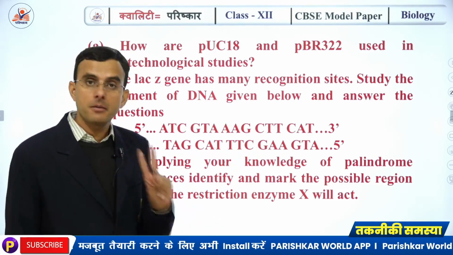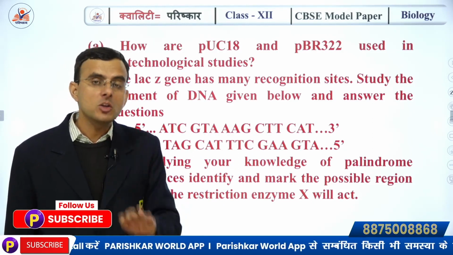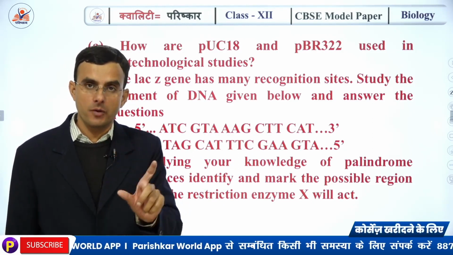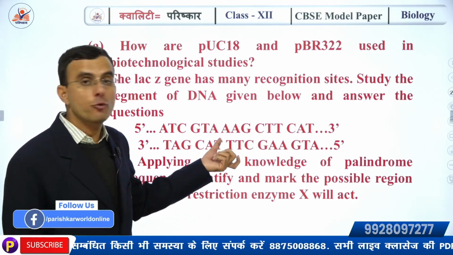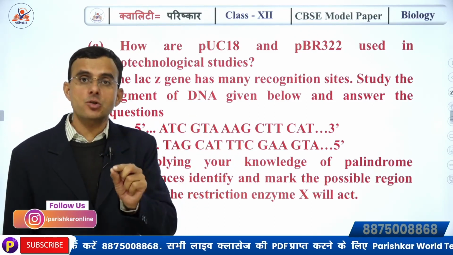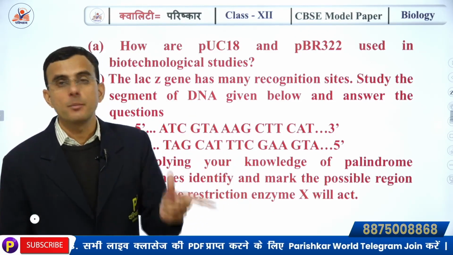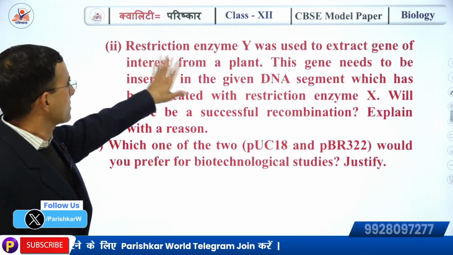There is a vector. In that vector there are sequences. In these particular sequences we have to identify that particular restriction site. We have to identify the palindromic sequence. And now the next one is restriction enzyme.